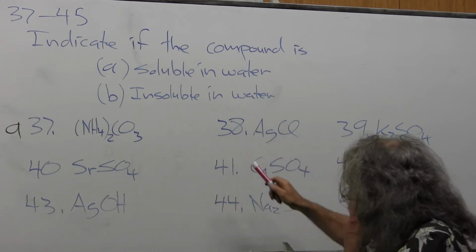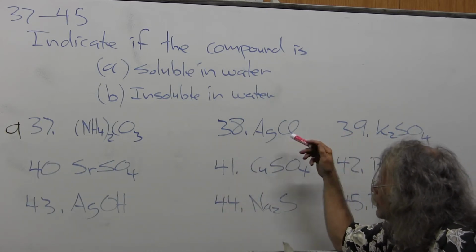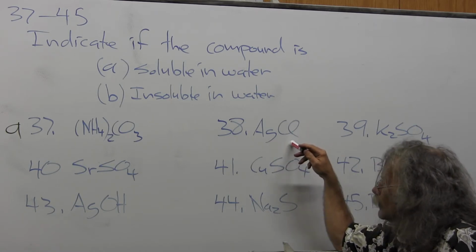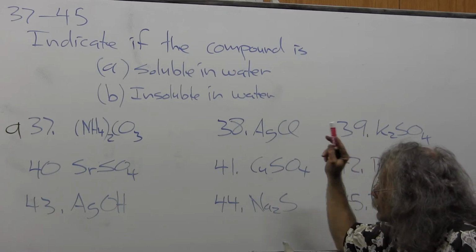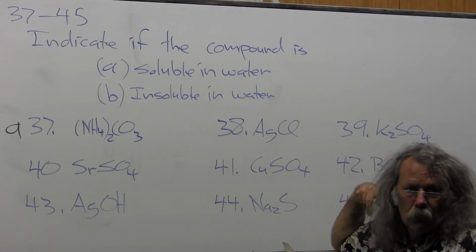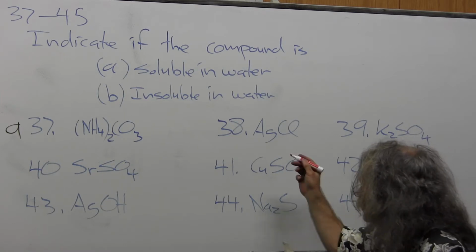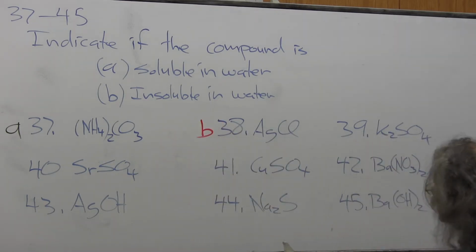Now, number 38, silver chloride. Well, I've got no rule for silver, but I have a rule for chloride. Chlorides are mostly soluble, the exception being in the presence of silver plus 1 salts, lead plus 2, or mercurous ion. And in this case, we know it's insoluble, so that would be a B on the Scantron, and write it on the test as well.